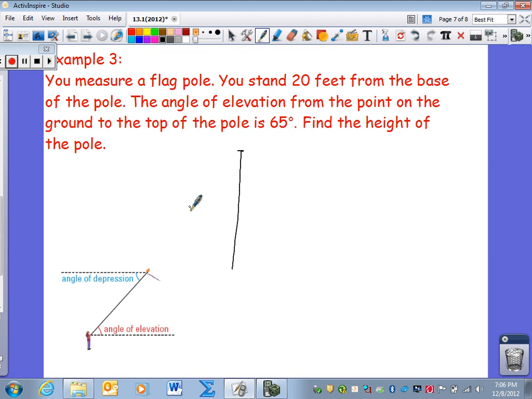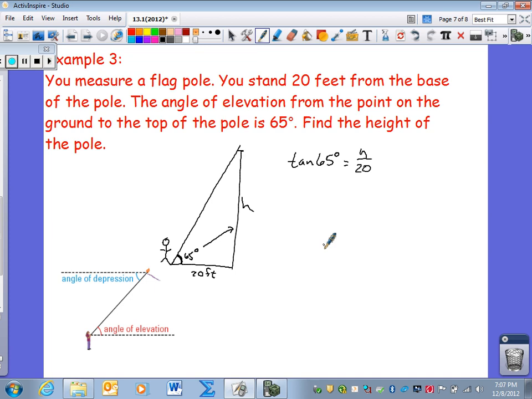So if I look, it says you measure a flagpole, you stand 20 feet from the base. So here I am, with my lovely artistic abilities, 20 feet away. It says the angle from the ground to the top of the pole is 65 degrees. We want to know, how tall is this pole? So I have an angle. I have the opposite side, and I have the adjacent side. Opposite and adjacent, which trig function relates opposite and adjacent? If you said tangent, you were correct. Tangent of 65 degrees equals opposite over adjacent.